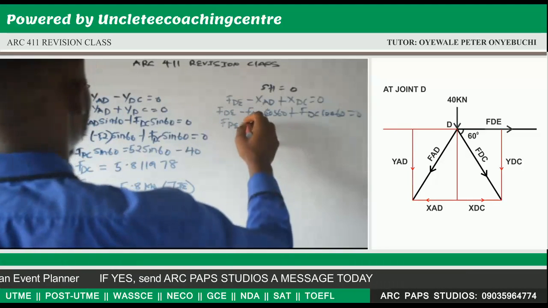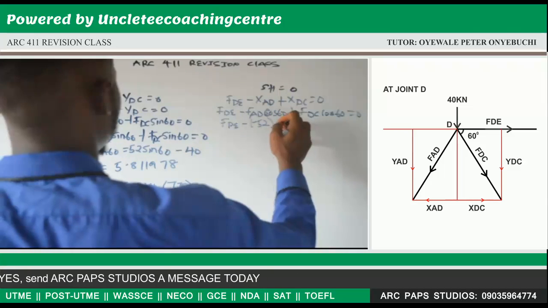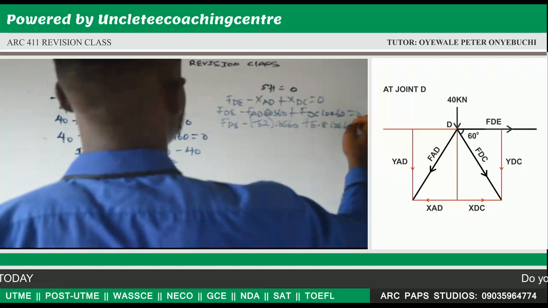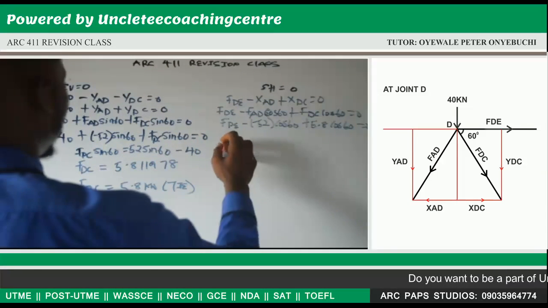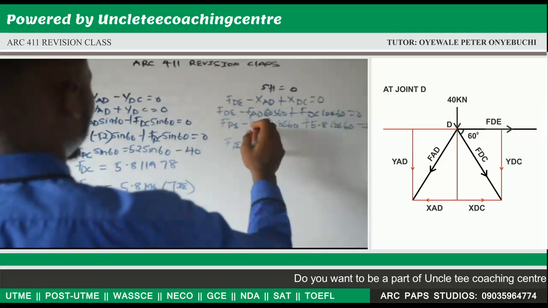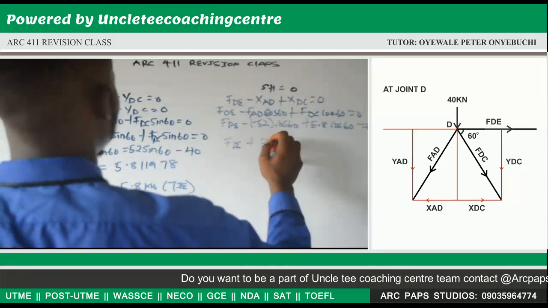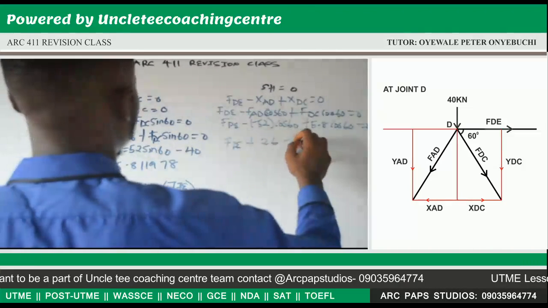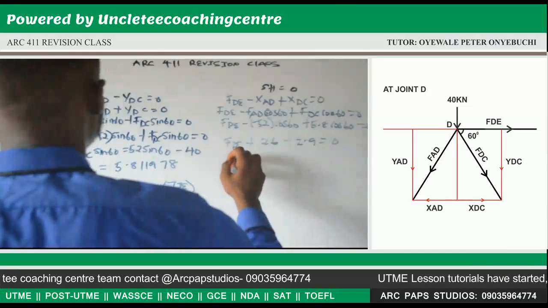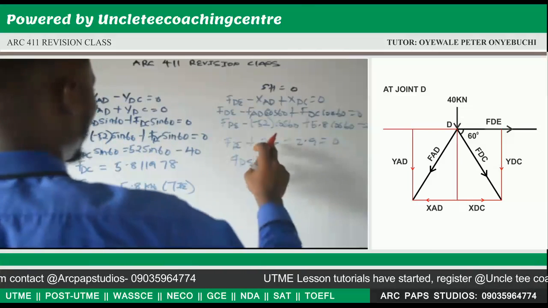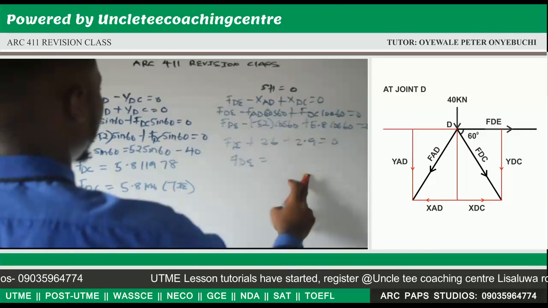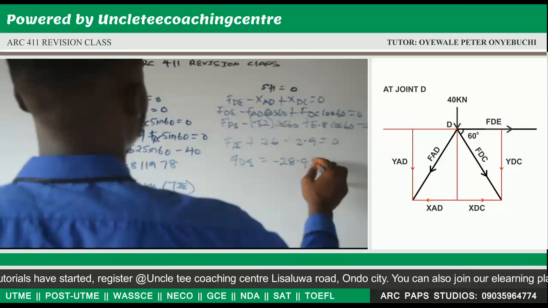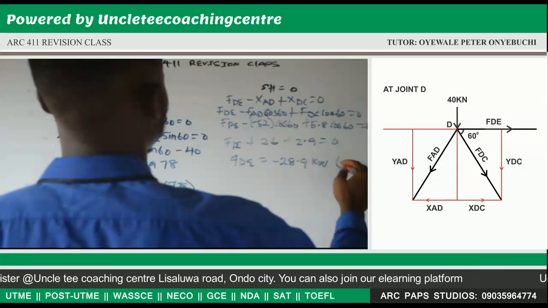Now this will give us FDE minus, our FAD is minus 52 cos 60, plus our FDC, which is 5.8 cos 60, is equal to 0. Now this will give us FDE minus times minus, that is plus 52 cos 60, that is 26, because cos 60 is 0.5. 5.8 cos 60, that is 2.9, is equal to 0. It means our FDE will be 26 plus 2.9, that is 28.9. Going to the other side, that will be minus 28.9 kilonewton, which is a strut.